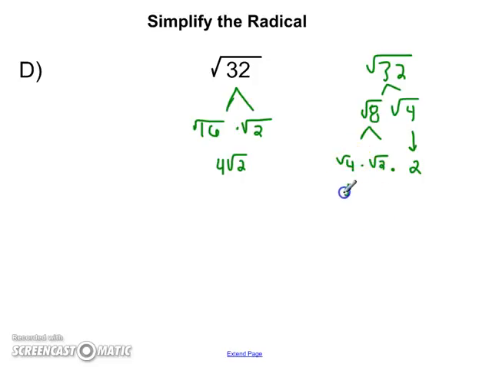Well, the square root of 4 is 2. Not going to take the square root of 2 because it doesn't go further. And then we'll bring down our other 2 here. And now we can bring this 2 and that 2 back together. 2 times 2 is 4. And tack on our square root of 2. So either way we get there. It just depends on which method you use. But in either case, you'll notice we broke 32 down into at least something that had a perfect square root to begin with. And then we went further, realizing 8 also broke down into something that has a perfect square.